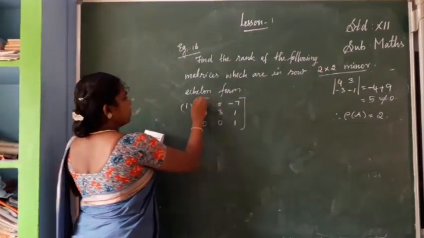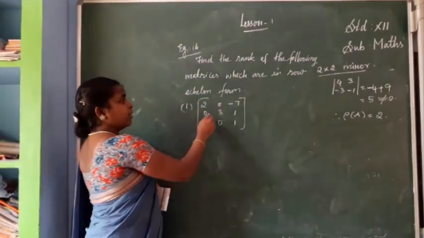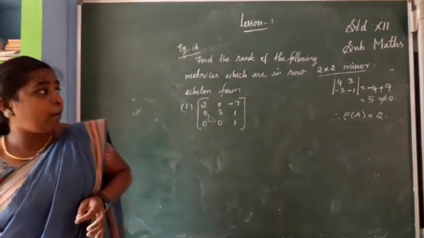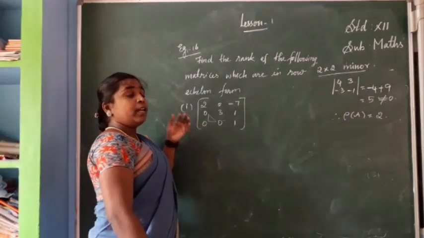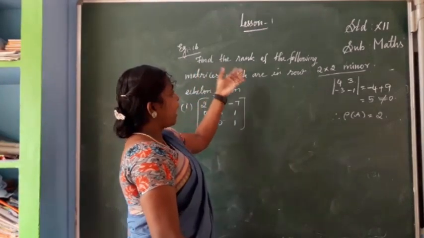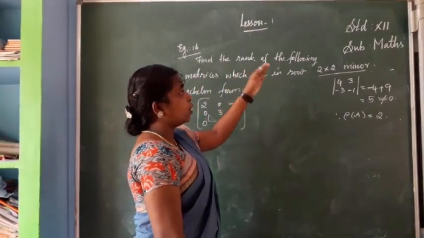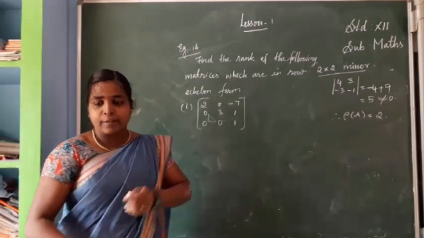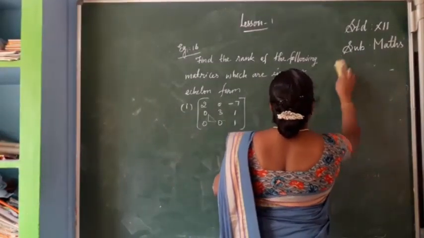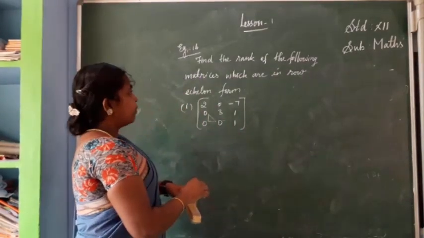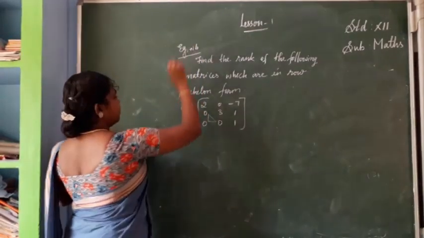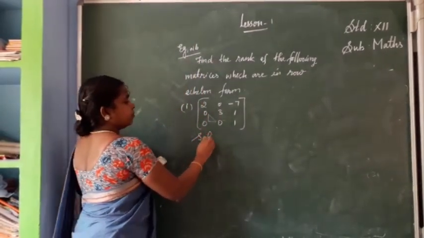Last class I explained about the echelon form. This is row echelon form. If the matrix is in row echelon form, we can write the rank directly also, but here, for the matrices given in row echelon form, we are going to use the minor method. For 1 mark we can say the answer directly. After seeing the next example you will identify.